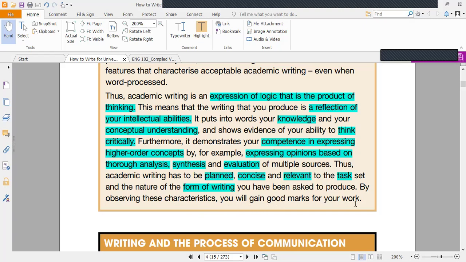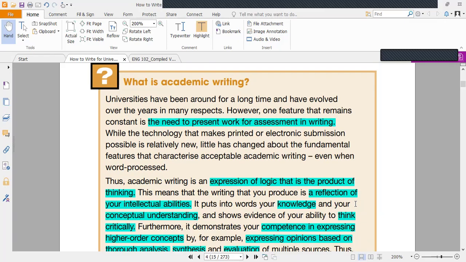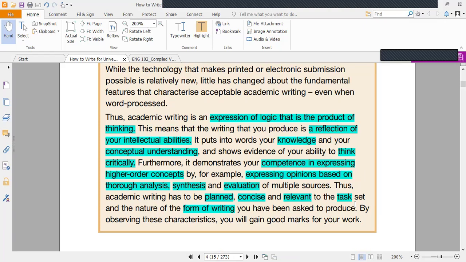Okay, good reading we read. So we began with the question, what is academic writing? And now, if you have not noted down, pause my video or go back again. And in your note copy, note these points. Point one, academic writing is expression of logic that is a product of thinking. Write it down.